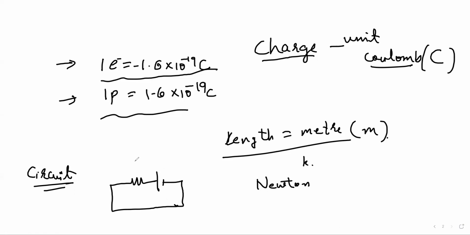So we need a closed continuous path. Then only we can say it is a circuit. So how to define a circuit? Can you give me one statement? It should be closed in order for electricity to flow through. Exactly. There should be a source of current, like a battery or cell, a source of electrons.